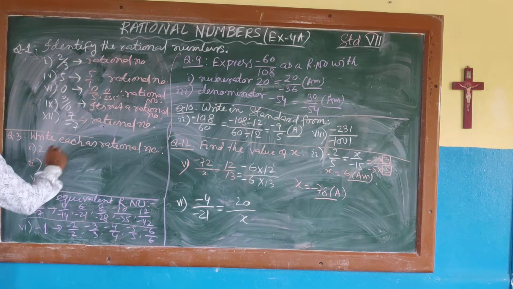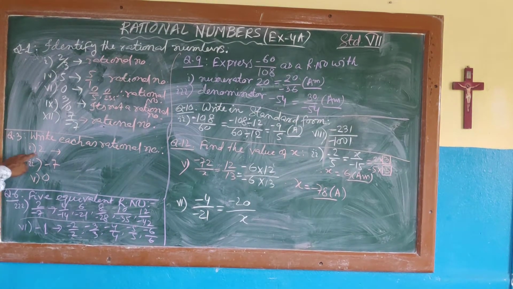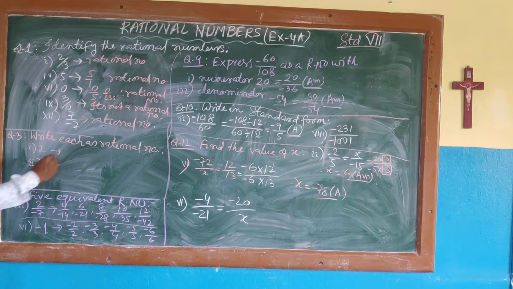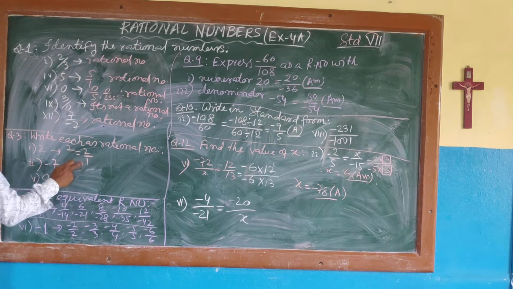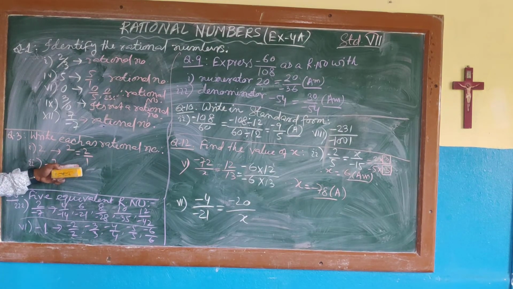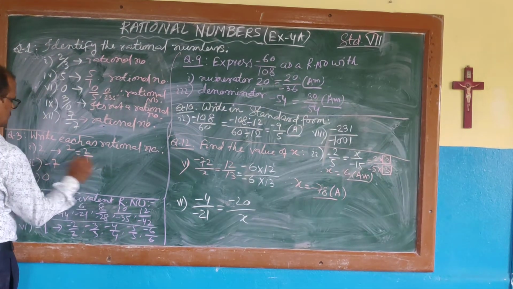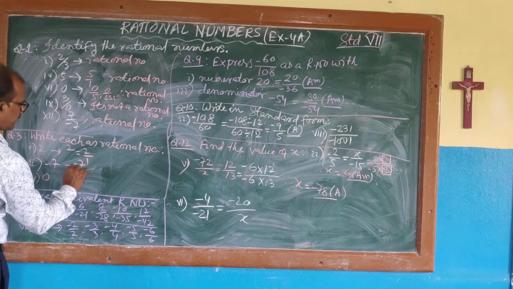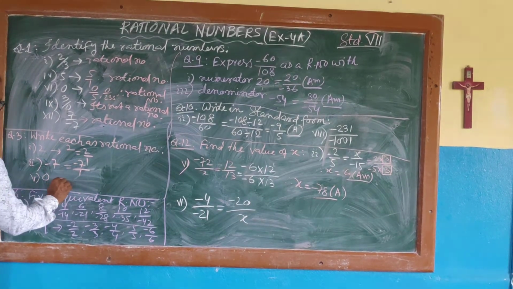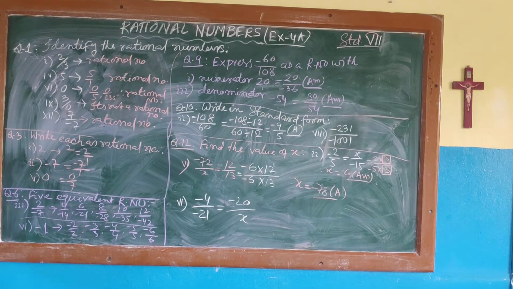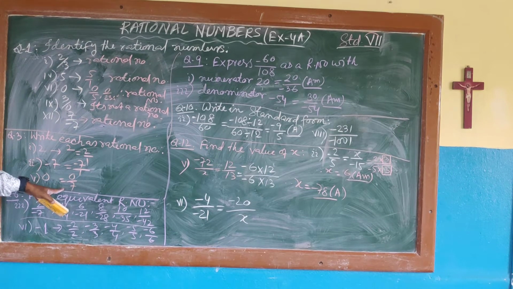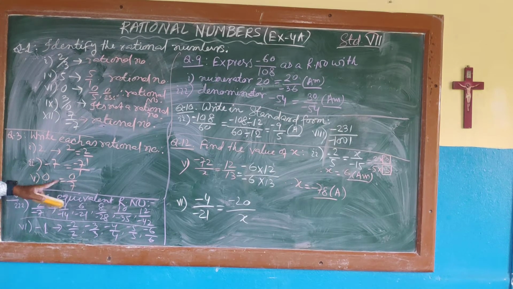Now question number 3: write each as a rational number. See, 2 is a whole number and can be written as 2 by 1. Is it in the p and q format? P and q are both integers, q not equal to 0. So you can write 2 like this. Similarly, -7 can be written as -7 by 1. And 0, you can write any whole number. You understand? Any integer can be put in the denominator other than 0.